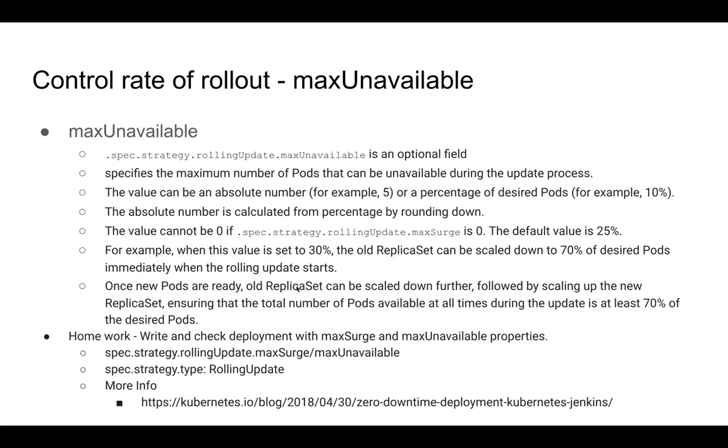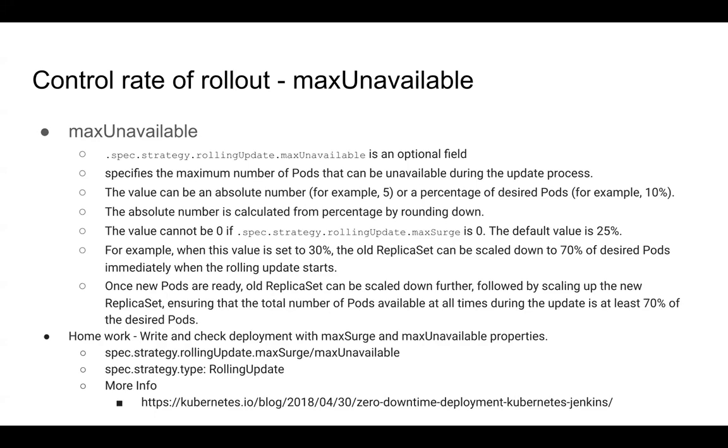Once new pods are ready, old replica sets can be scaled down further, followed by scaling up the new replica set, ensuring that the total number of pods available at all times during the update is at least 70% of the desired pods. So 70% is the minimum available at all times. So 70% of 3 is 2.1, which is rounded down to 2. So 2 are available, 1 need not be available. Out of 3, 1 need not be available, 2 have to be available at all times.